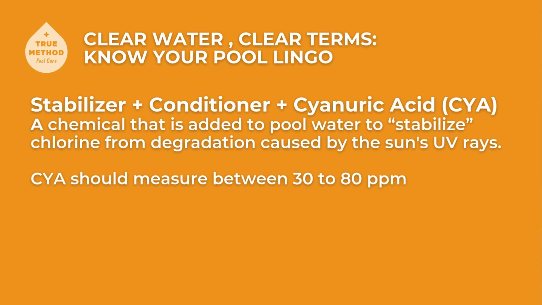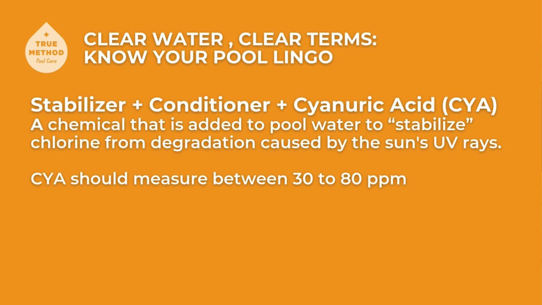Our next term is stabilizer, also known as conditioner, also known as CYA, which is cyanuric acid. Cyanuric acid or stabilizer. Chlorine is susceptible to the sun's UVs. The CYA will protect your pool's chlorine from degradation due to the sunlight. CYA should be measured between 30 ppm to 80 ppm.